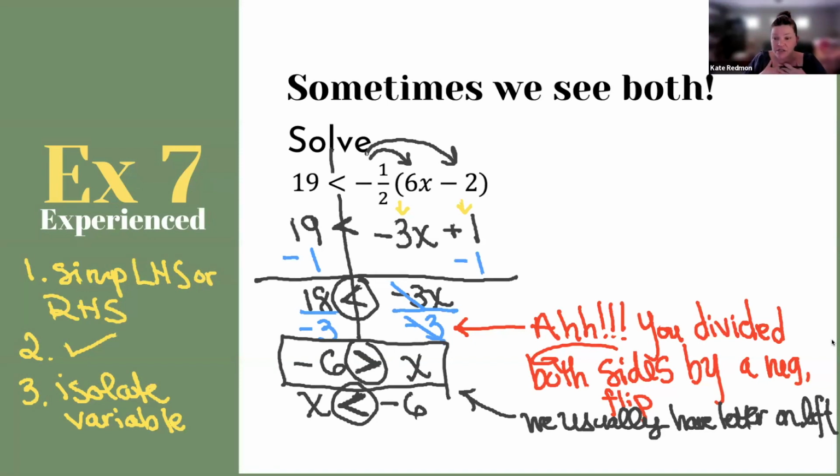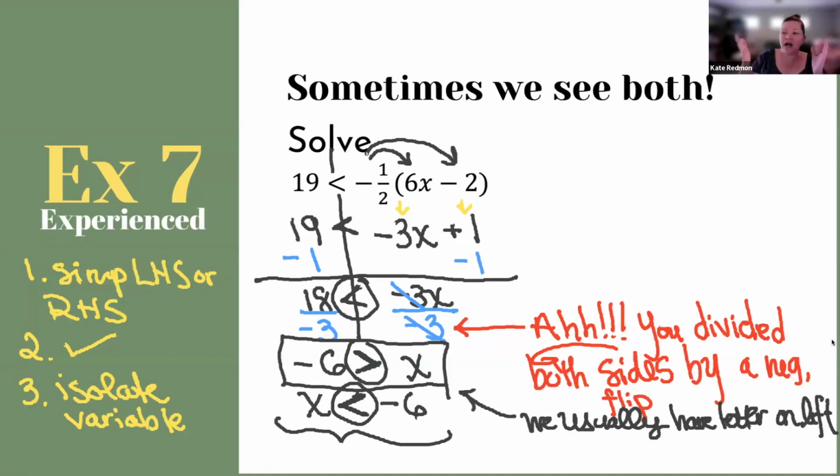Since mathematicians almost always write these with the letters on the left, you're going to see it looking like this. And you're going to need to recognize that if -6 is larger than X, then X is actually smaller than -6. So if I need to flip my answer around to match it to the answer key, I've got to flip my sign again. There's ways to avoid that. If I had done what you wanted me to do at the very start, which was add the 3x, I would have avoided that.